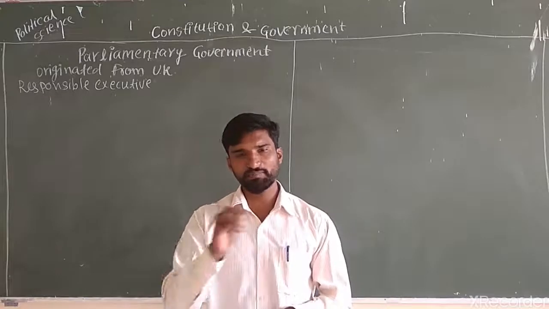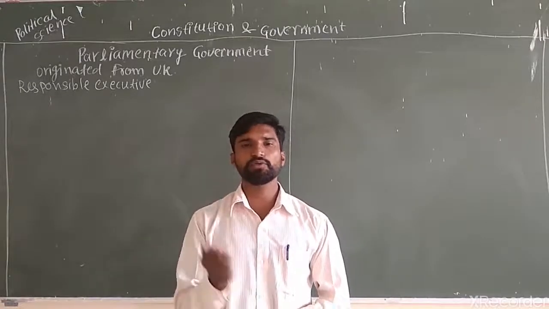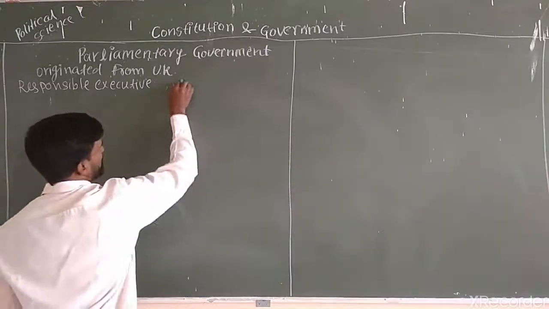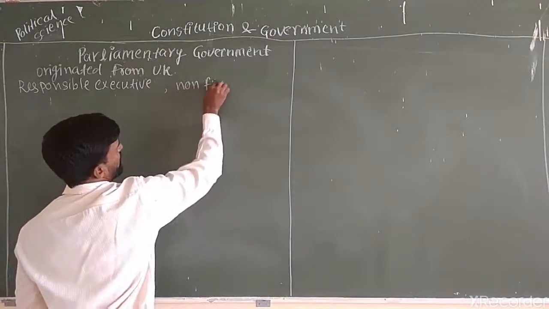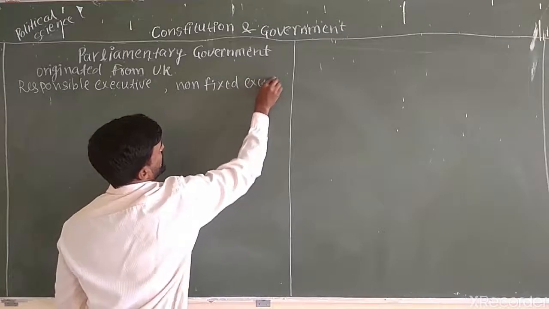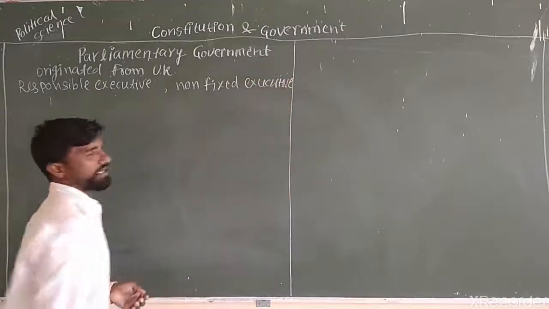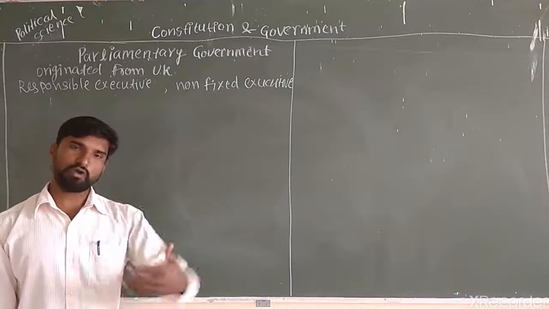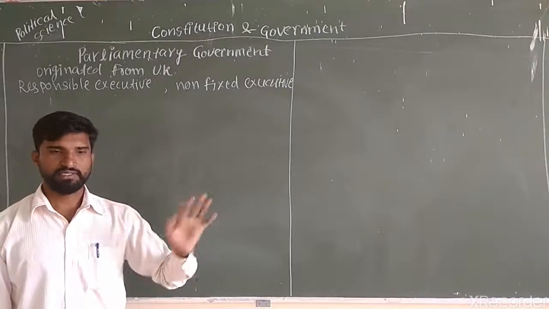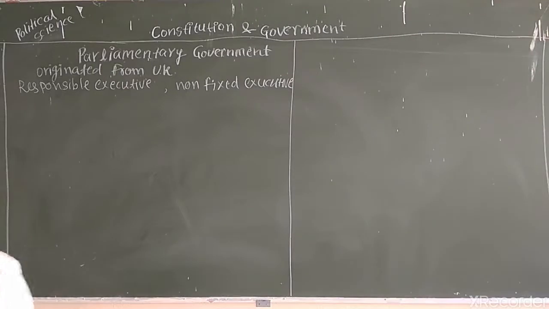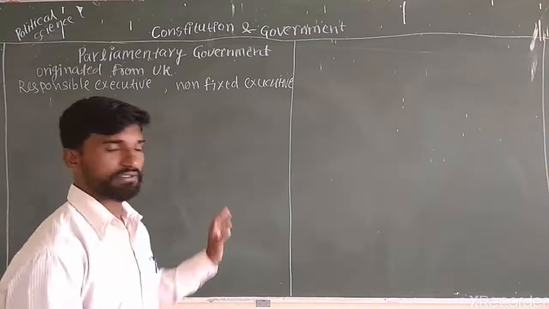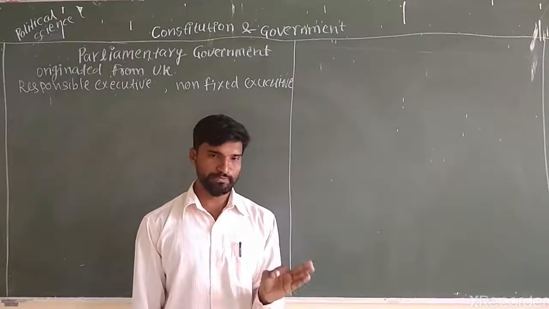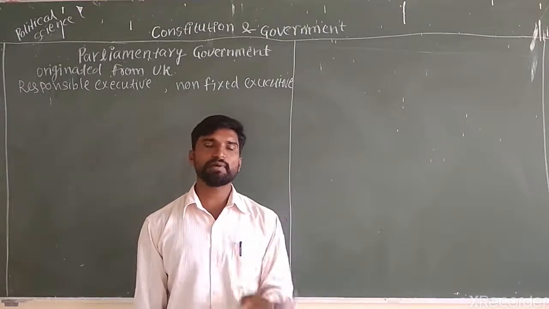So it's called a non-fixed executive. Non-fixed, it's not fixed. They may continue for 1 year, 2 years, or may complete the full 5 years. But you can't basically assume it. So this is called the parliamentary system, where the executive is responsible and is created from the parliament.